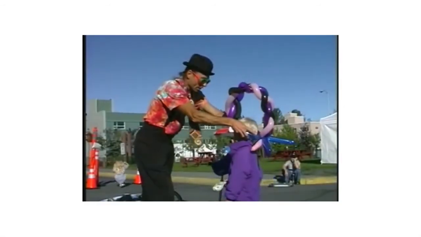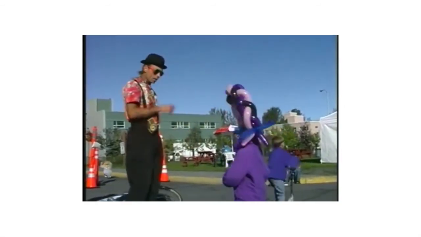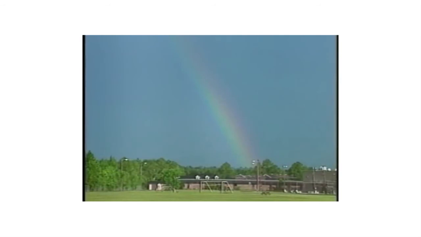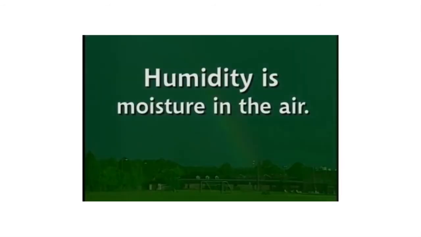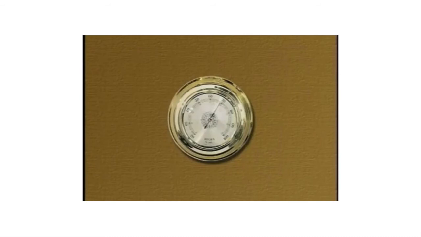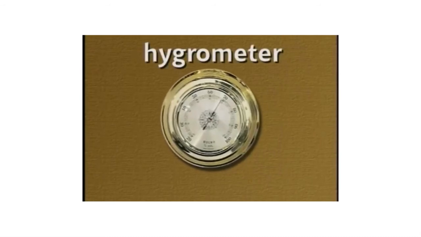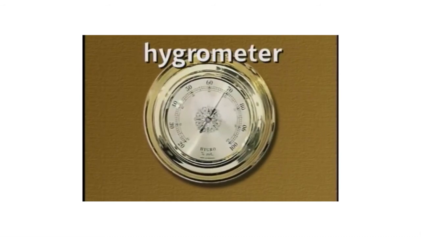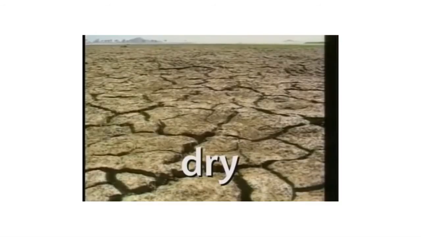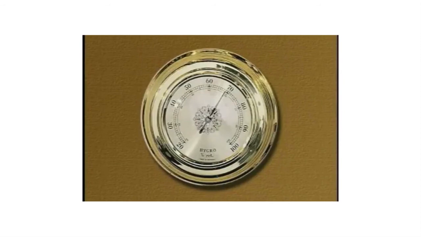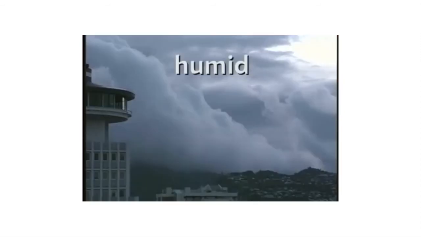Did you know that even when the weather is dry, there's invisible water in the air? It's called humidity. Humidity is a way to tell how much water or moisture is floating around us in the air. The instrument used to measure humidity is called a hygrometer. A low number on a hygrometer means the air is dry. That's what you find in a desert. When hygrometers show high numbers, we say the air is humid, and that means that clouds might form to make rain.